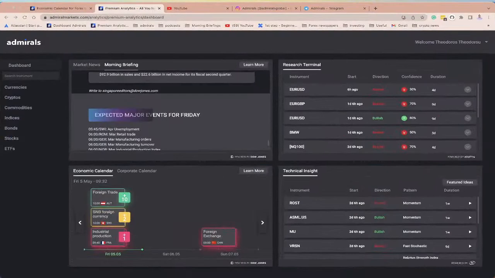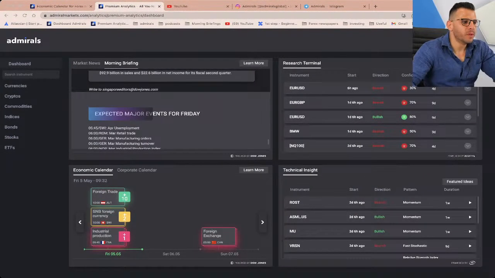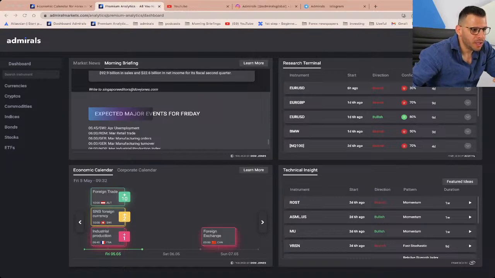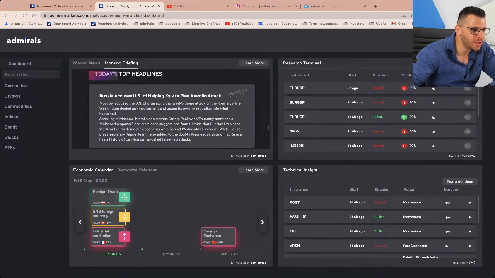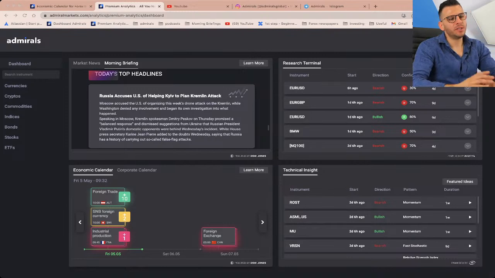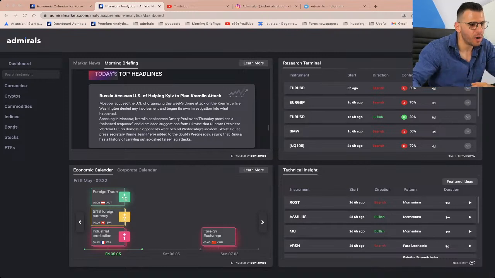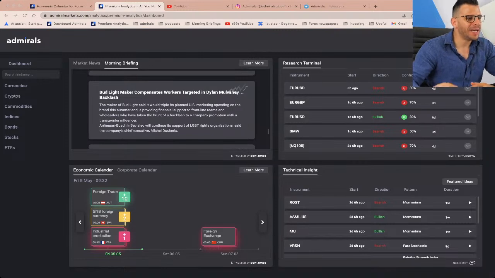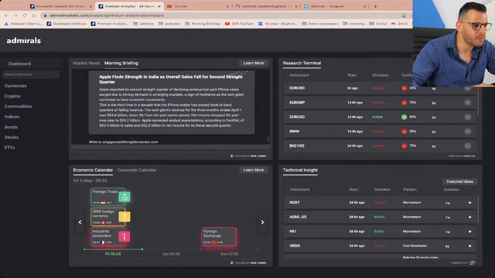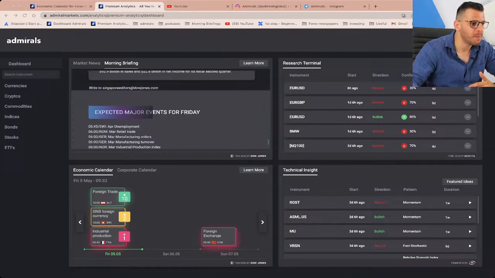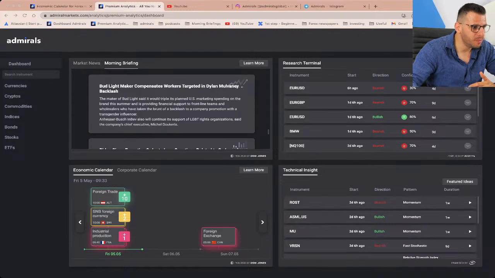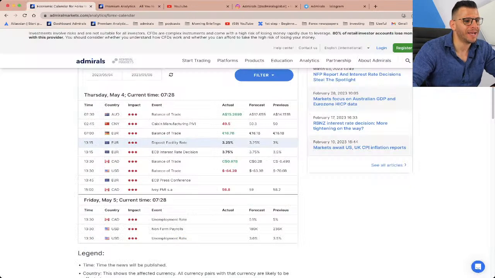Now let's go to today's headlines, and let's start with the first on the list. Russia accuses US of helping Kiev to plan Kremlin attack. Light maker compensates workers, target in Thailand, Malvi backlash. Apple finds strength in India as overall sales fall for second straight quarter. And yep, only this for today. Let's check the calendar.